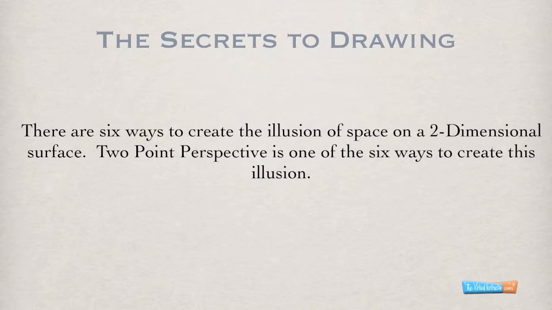Remember, there are 6 different ways to create the illusion of space on a two-dimensional surface. Two-point perspective is one of the 6 ways to create this illusion. We'll begin with two-point perspective in the same way that we began with one-point perspective, by defining the horizon line. Remember, the horizon line is the line that divides the sky from the ground, or it could indicate the viewer's line of sight. Next, we'll place 2 vanishing points on the horizon line. Remember that the horizon line theoretically continues in either direction. You can place the vanishing points anywhere on this horizon line. Just make sure they're spread apart from each other.